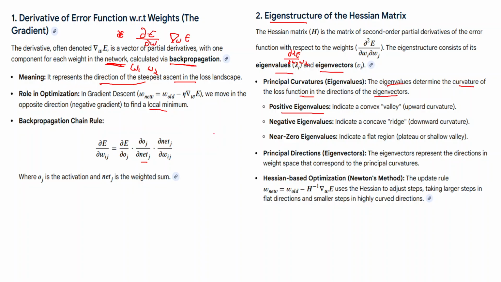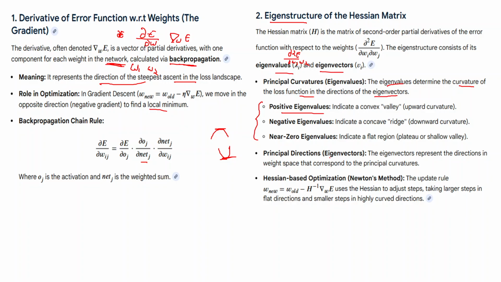Near zero eigenvalues indicate a flat region, which indicates that we are at a critical point, whether a local minimum or a global maximum. That point will be indicated if the eigenvalues are near zero. That is, in the Hessian matrix we have to look at the role of a positive eigenvalue, a negative eigenvalue, and a near zero eigenvalue.